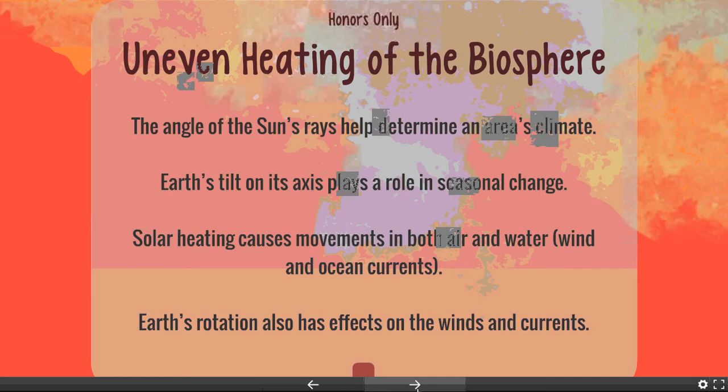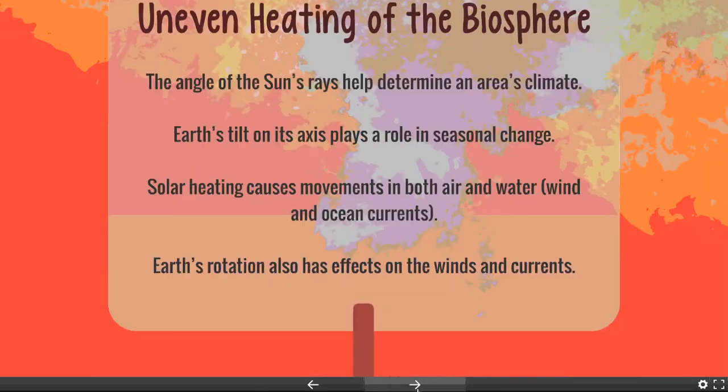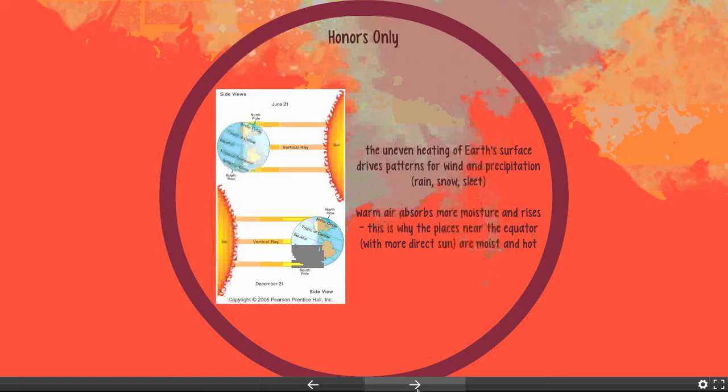All right, so there's an uneven heating of the biosphere, which creates these zones. It's the angle of the sun's rays that helps determine an area's climate. Earth's tilt on its axis will play a role in seasonal changes. Solar heating causes movements in both air and water, and Earth's rotation also has effects on the winds and currents. The uneven heating of Earth's surface drives patterns for wind and precipitation, so rain, snow, and sleet. Warm air absorbs more moisture and rises. This is why places near the equator with more direct sunlight are moist and hot.